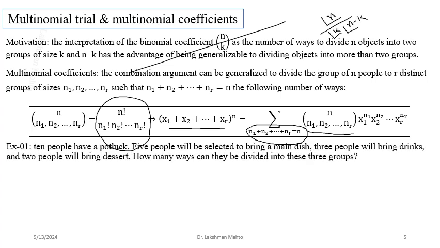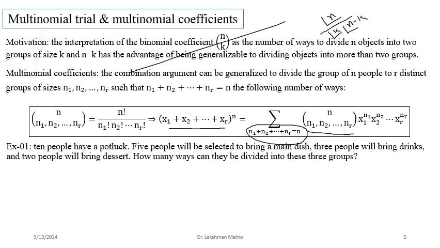So here the question is: 10 people have a potluck, a picnic, something like that. 5 people will be selected to bring a main dish, 3 people will bring drinks, and 2 people will bring dessert. So how many ways can they be divided into these 3 groups? How can you divide these 10 people into these 3 groups?